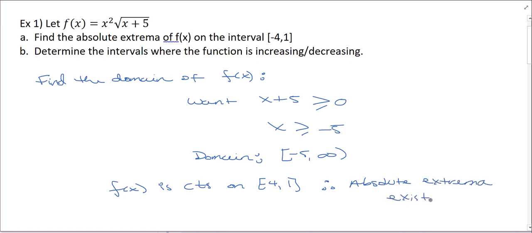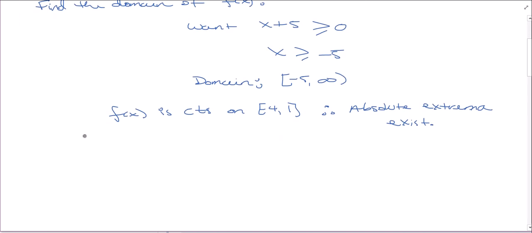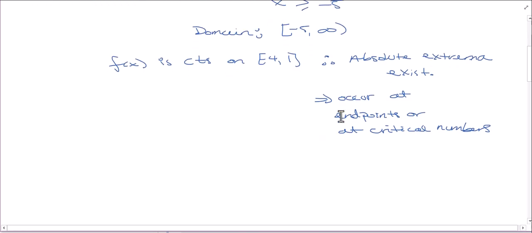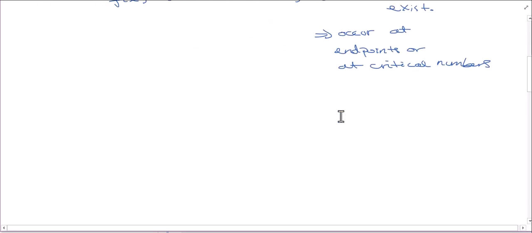And so now we find them. As we said, the extreme value theorem tells us that they occur at either the endpoints or at critical numbers. So we need to find critical numbers first, just to see if there are any critical numbers that fall in our interval negative 4, 1. So what are critical numbers? Critical numbers are where the derivative is 0 or undefined. So let's go ahead and find the derivative of our function.